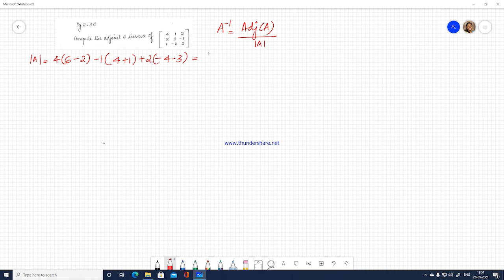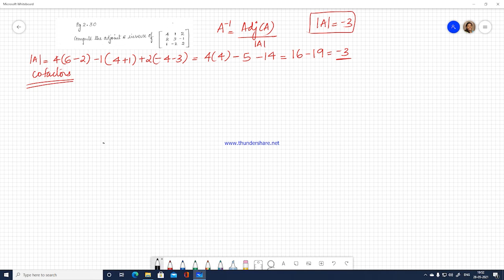So that is 4 into 4, minus 5, minus 14. That is 16 minus 19. So we'll get it as minus 3. So determinant of A is minus 3. Put that in a box so that you won't skip that particular step. Now, next thing you have to find is the cofactors. So let's find all the cofactors.